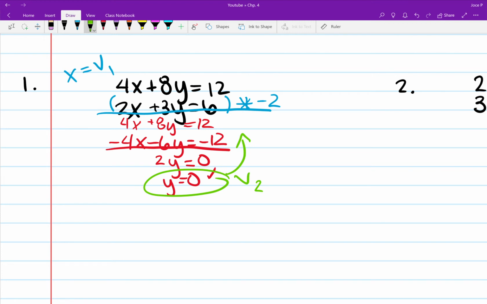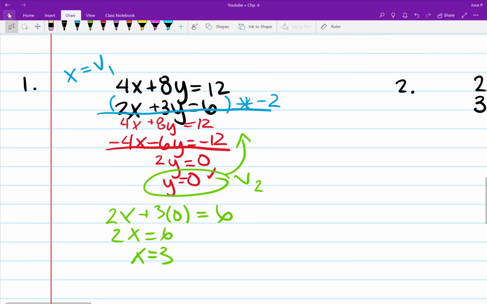So we're going to pick an equation to plug it back into. Let's do this one. 2x plus 3 times 0 equals 6. 2x equals 6. X equals 3. Does this question look familiar to you guys?